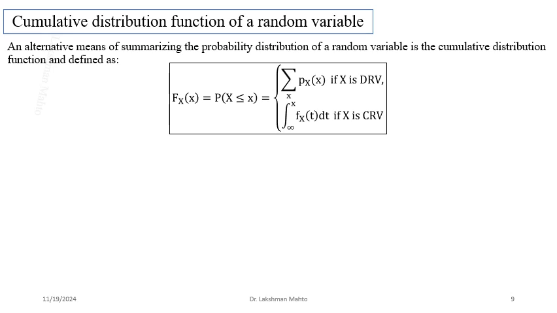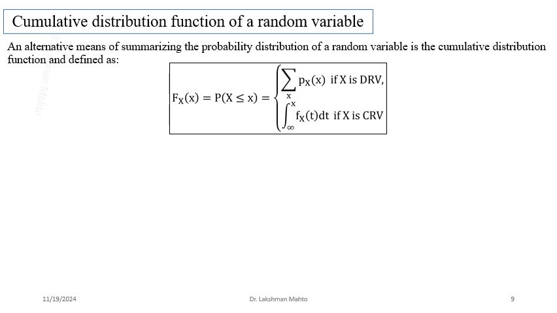Now we will talk about the unification of random variables. Do we have any common way of probability distribution to describe both kinds of random variables? Yes, we do. We call it the cumulative distribution function of a random variable. Whether the random variable is discrete or continuous, the definition of the cumulative distribution function is the same. How do we define it? It is defined as probability up to that point.